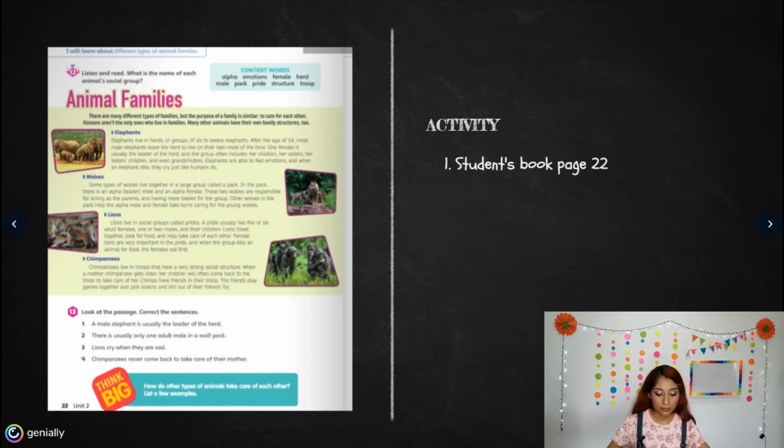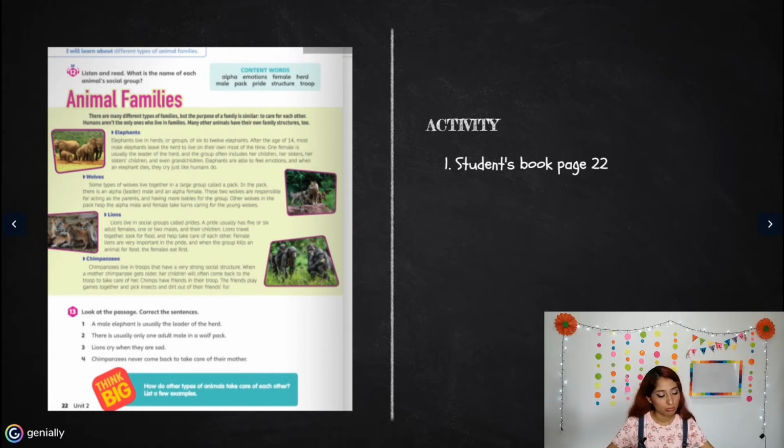Animal families. There are many different types of families, but the purpose of a family is similar: to care for each other. Humans aren't the only ones who live in families. Many other animals have their own family structures too. Elephants. Elephants live in herds or groups of 6 to 12 elephants. After the age of 14, most male elephants leave the herd to live on their own most of the time. One female is usually the leader of the herd, and the group often includes her children, her sisters' children, and even grandchildren. Elephants are able to feel emotions, and when an elephant dies, they cry just like humans do.